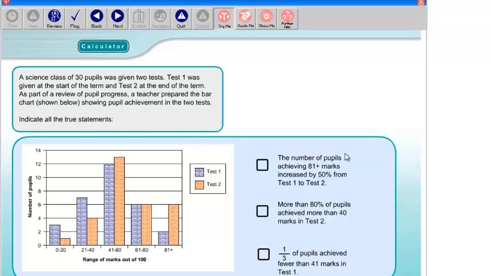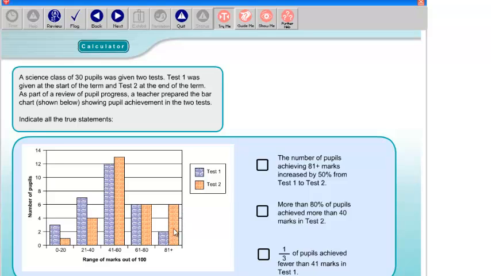So statement 1, the number of pupils achieving 81 or more marks increased by 50% from test 1 to test 2. Well, there's a category for that on the chart. Test 1 is the blue color and it has 2 pupils getting that. To work out the percentage increase, we can apply a formula. It's the number afterwards, so 6, take away the original amount, which is 2, and then you divide by the original amount, and then times by 100 to get the percent.